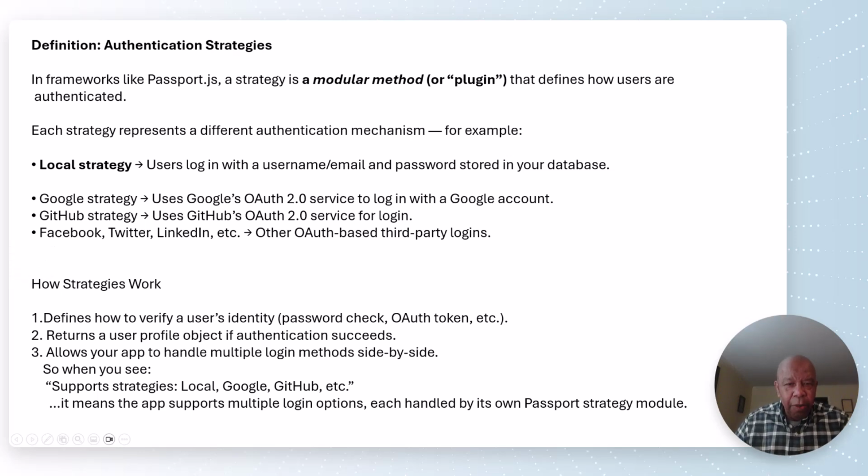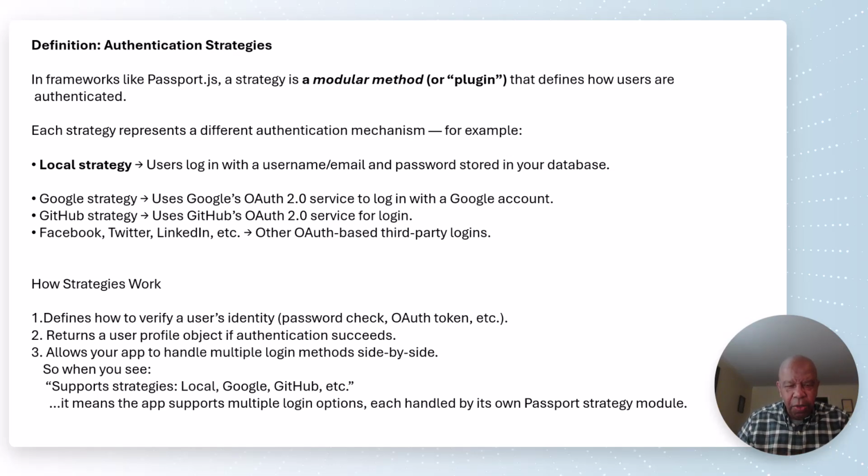Here in the framework of Passport.js, a strategy is a modular method, or plugin, that defines how users are authenticated. Local strategy: users log in with username or email and password stored in the database. That's the local strategy for Passport. There are other strategies. There's a Google strategy, a GitHub strategy, Facebook, Twitter, LinkedIn. You name it. There are different strategies that websites use to determine how they're going to authenticate you.